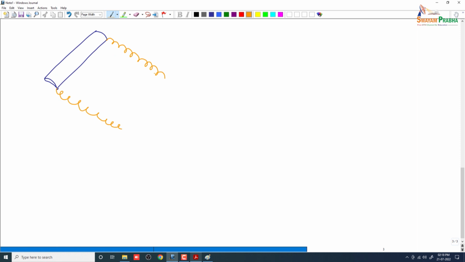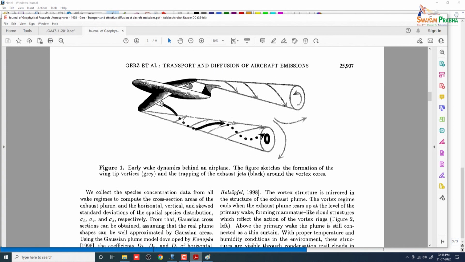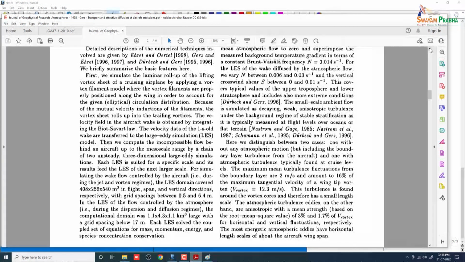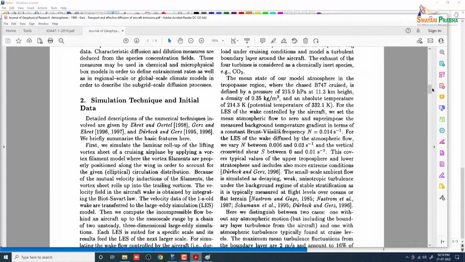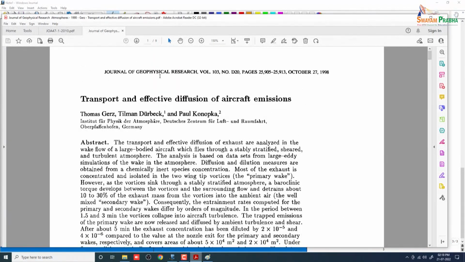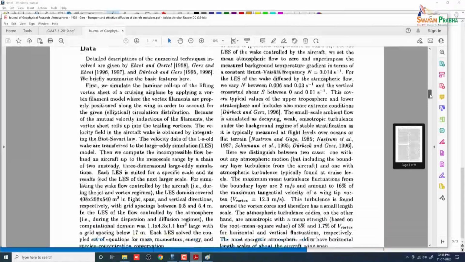Okay, so here too I'm going to cite a reference for you, so you can take a look at it. So this is it. For example, transport and effective diffusion of aircraft emissions. This is the reference: Gers, Turbeck, and Konopka, Journal of Geophysical Research, 1998.